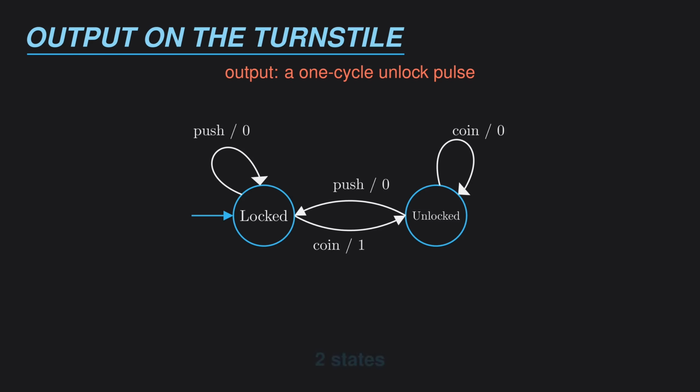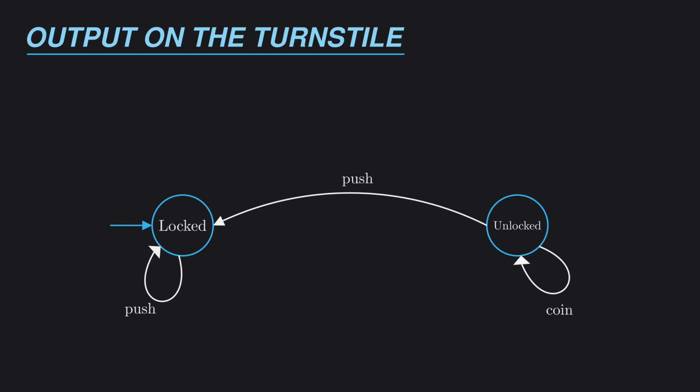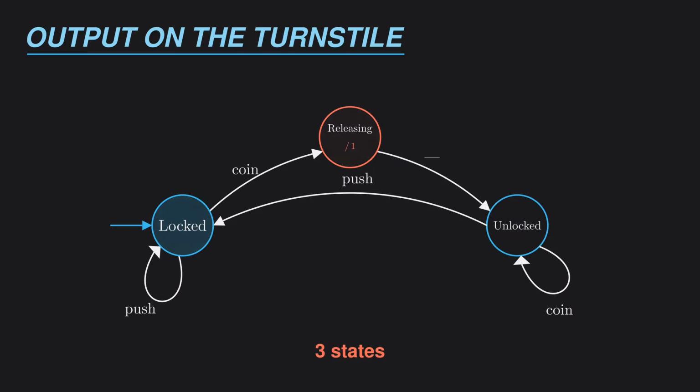And there are only two states. As a Moore machine, the output has to be a property of a state. It cannot ride on a transition. So we insert an extra state in between, call it releasing, and the output of that state is a 1. Now there are 3 states, and the pulse appears 1 clock later because we only emit it after the clock edge carries us into releasing.